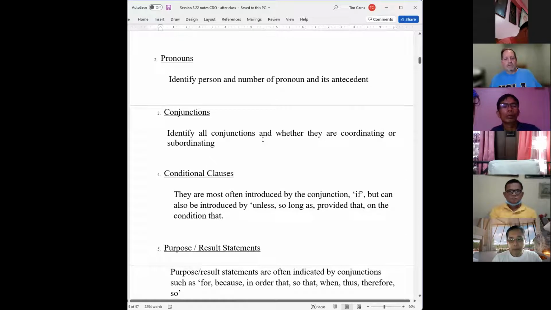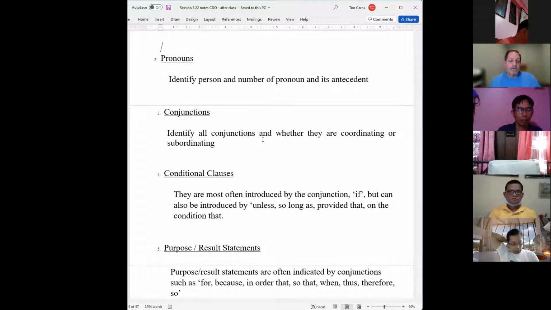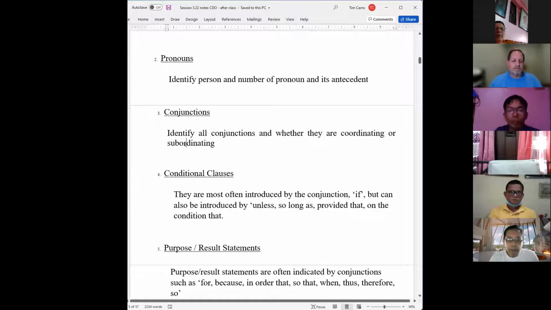Conjunctions, again, all conjunctions are important, and it's important to remember if they're coordinating or subordinating, because remember, coordinating connect two grammatically equal ideas, and subordinating introduces a dependent clause that modifies some other word in a sentence. So if you have a subordinating conjunction, you will never have an independent clause. It will always be dependent.